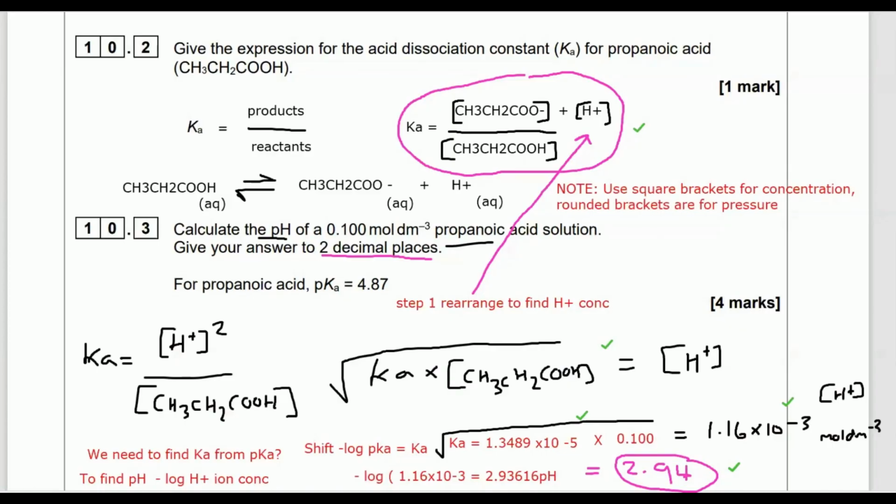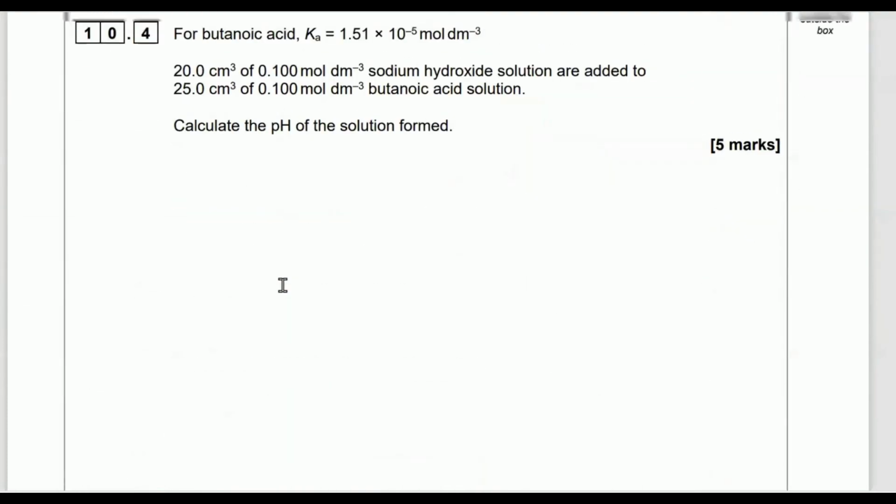Let's get on to the next part, 10.4. Okay, so for 10.4, here we go. This is more of a buffers question, because you're dealing with a weak acid and the salt of the acid. So for butanoic acid, the Ka is 1.15 times 10 to the minus 5 mole per decimeter cubed.